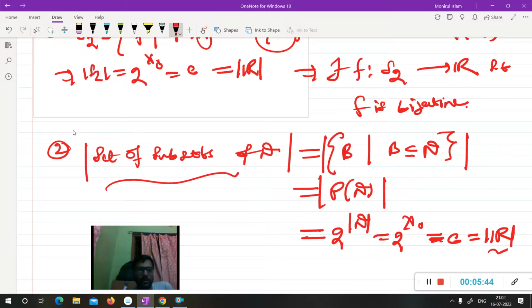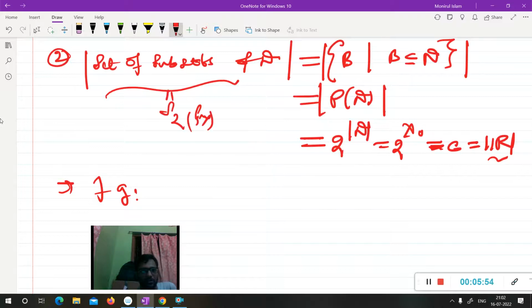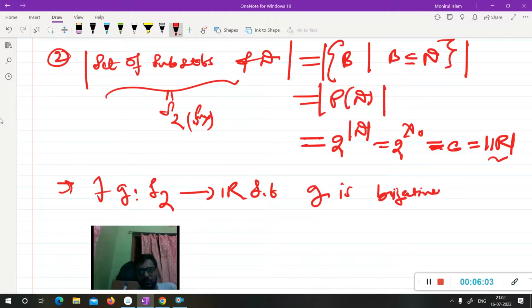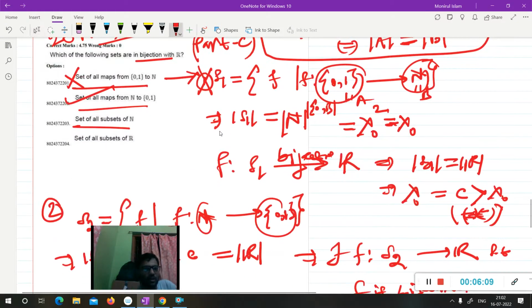So by similar reasoning, if you name this set S2, there is a map G from S2 to R such that G is bijective. From S2 to R there is a bijective map, so both sets are equivalent, which means both sets have the same cardinality. So this set is bijective with R.